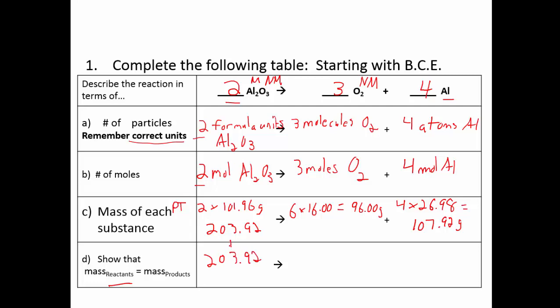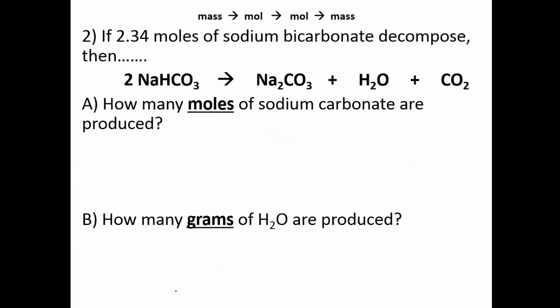So total mass of reactants, 203.92 grams. And then on this side, the total of both of those added together would be 203.92 grams. So conservation of mass, mass of reactants, total mass of the product. So that's why we need that balanced chemical equation.